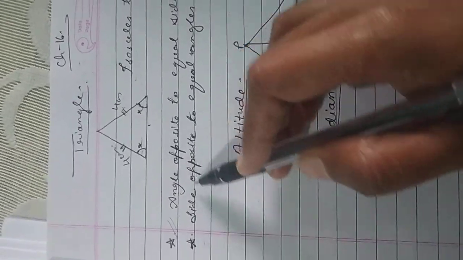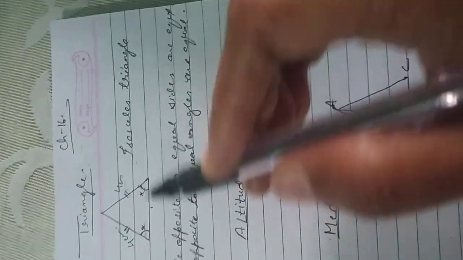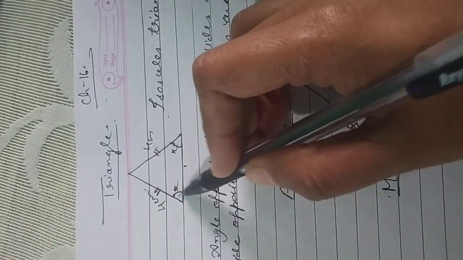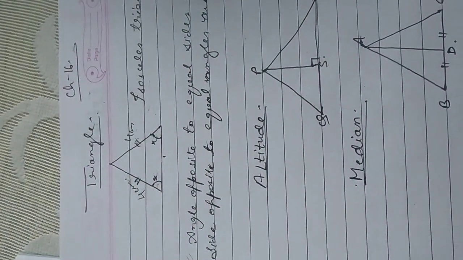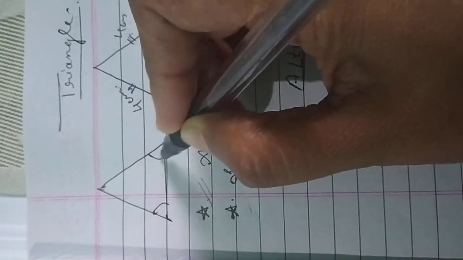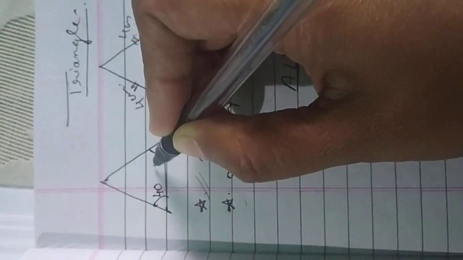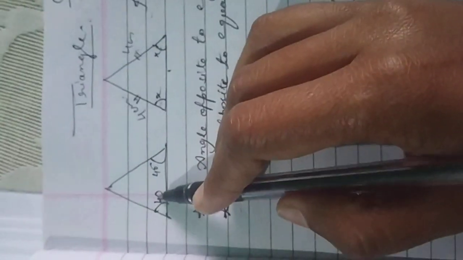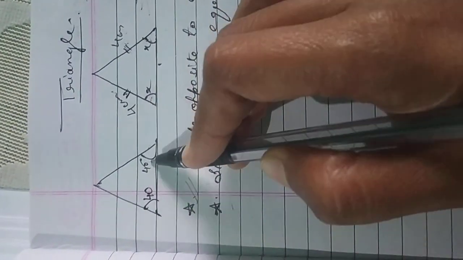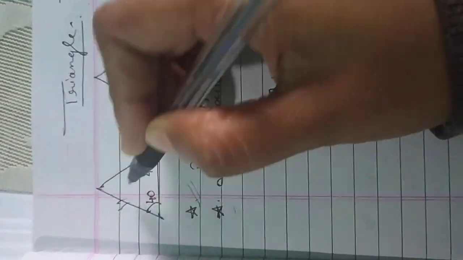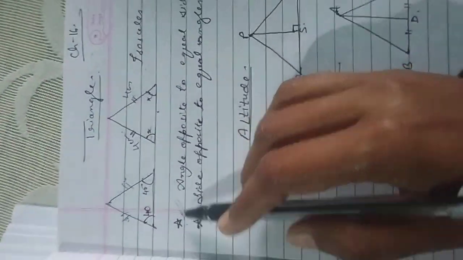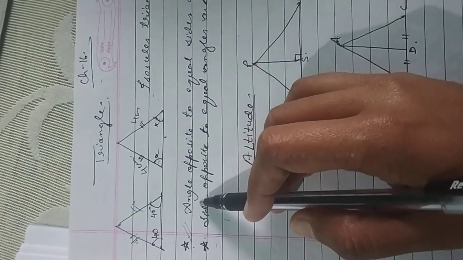And the second property is: sides opposite to equal angles are equal. Suppose two angles are equal, then their opposite sides will be equal. Suppose I draw a triangle here and its two angles are given equal, suppose this is 40 degree and this will also be 40 degree. If two angles are given equal, then their opposite sides will be equal. Now understood? So these two properties are very important.